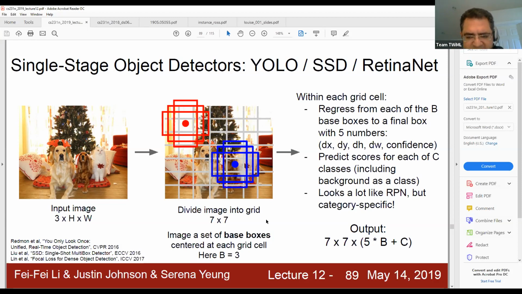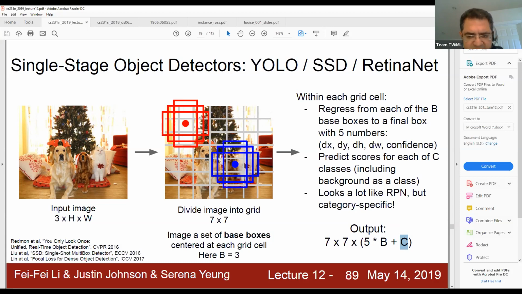And then basically you have these. Say you had 7 by 7, and for each box you're trying to predict 5 numbers. Say you had C classes, so you're trying to say, okay, is there a dog or a cat or background in that box? And if it is a background object, then the x, y, h, and w don't matter.